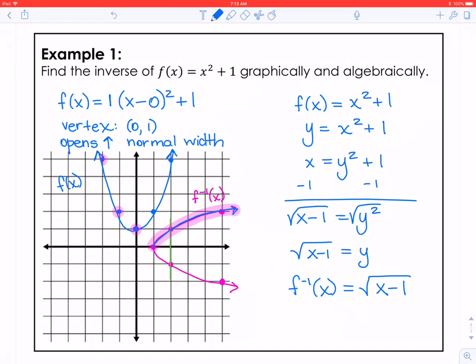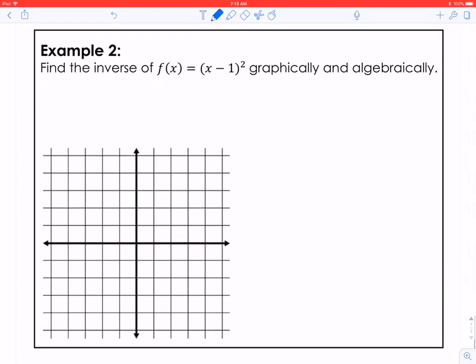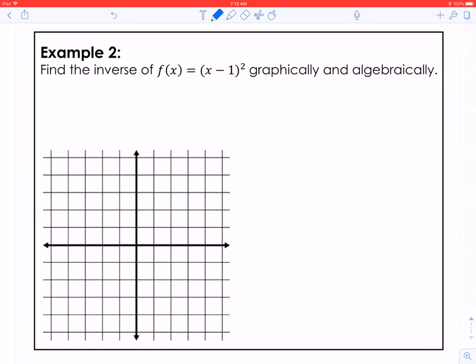Okay, so I would love for you to pause and work with your shoulder partner on your tables to go ahead and try the second example. Find the inverse both graphically and algebraically for f of x is equal to x minus 1 squared. And when you finish and you've compared and made any necessary revisions, then go ahead and push play and come back to me and we'll check for accuracy.